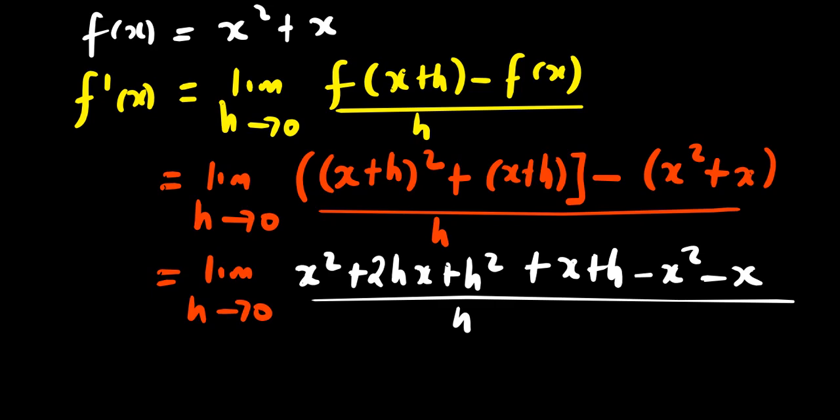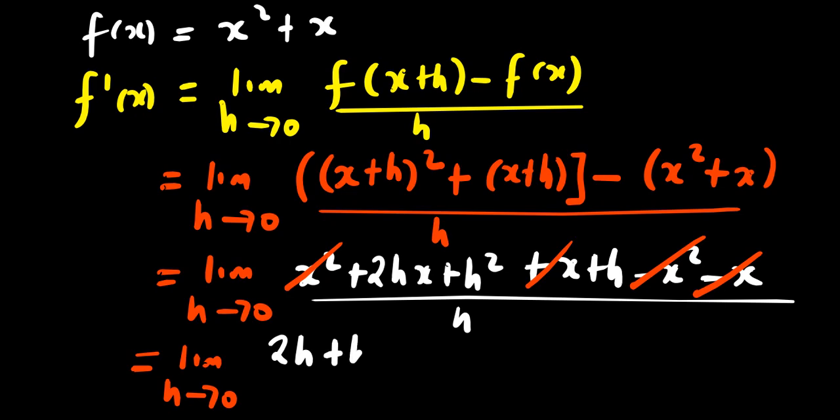Now is there something that we can cancel here? Let's see. I've got a negative x squared and an x squared. This will give us a 0. Then what other thing can I cancel? I've got negative x and x here, so those ones will also go. Then what do I remain with? I'm going to remain with the limit as h is approaching 0. On top I've remained with 2h plus h squared plus h, everything over h.